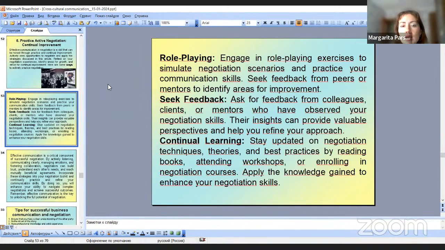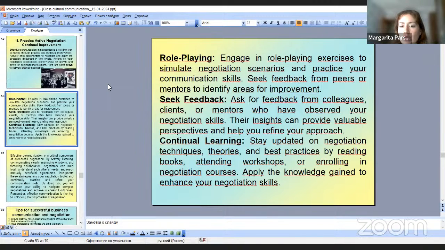What can you say about role playing? In business communication, it means engaging in role playing exercises to provide different negotiation scenarios and practice your communication skills. For example, at some meetings, we can take some different cases to practice negotiation skills, to seek feedback from mentors and identify areas for improvement, such as different problems.